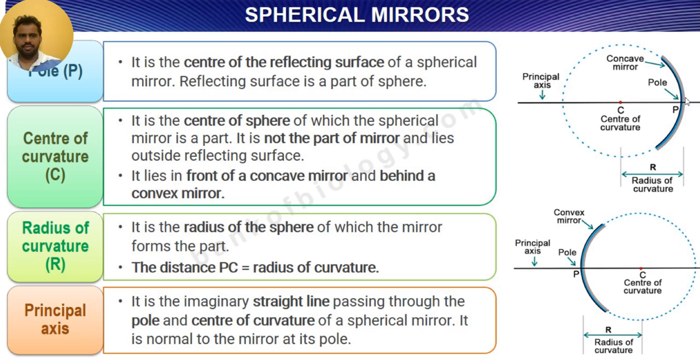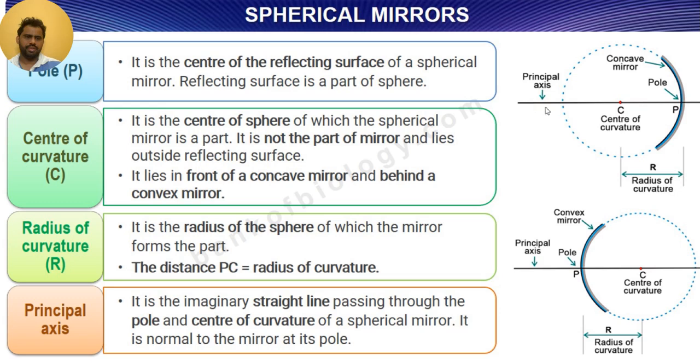What is the radius of curvature? The radius of curvature is the radius of the sphere of which the mirror forms a part. The distance PC is the radius of curvature. This is the radius of curvature. It can also be stated as the distance between the pole and the center of curvature.